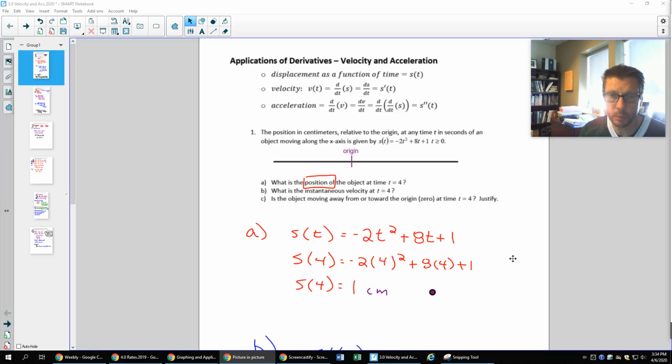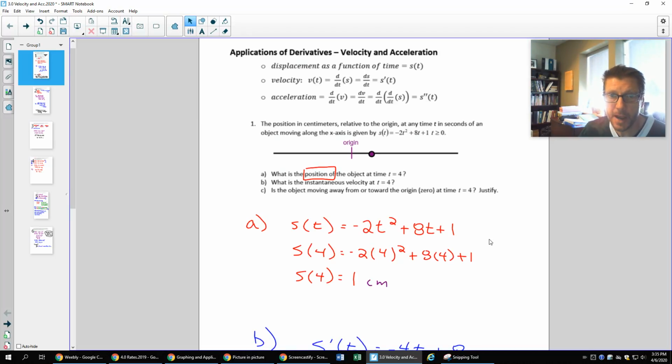So, A is about knowing where you're at. Displacement is just S of t. So, 4 seconds in, you're 1 centimeter from the origin. It's a positive number, so you're one from the origin. And if you have a negative velocity, you're moving towards the origin. If you have a positive velocity, you're moving away from the origin. So A is telling us where you're at.